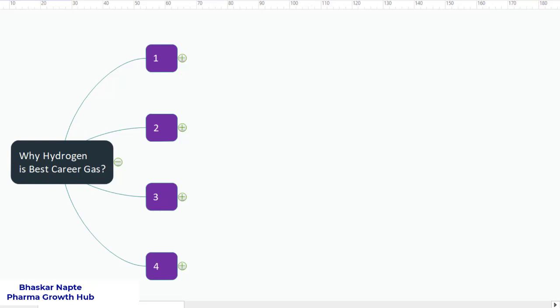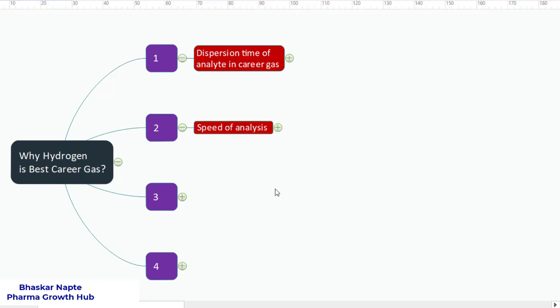So I'm going to explain why hydrogen wins over helium and nitrogen. There are three points especially through which we are going to understand it. The first point is the dispersion time of analyte in carrier gas, and how this dispersion time impacts the chromatographic performance. The second point, we will talk about the speed of analysis. It is a very important point. So why hydrogen enables the speed, why hydrogen brings high separation, high resolution and reduces the analysis time.